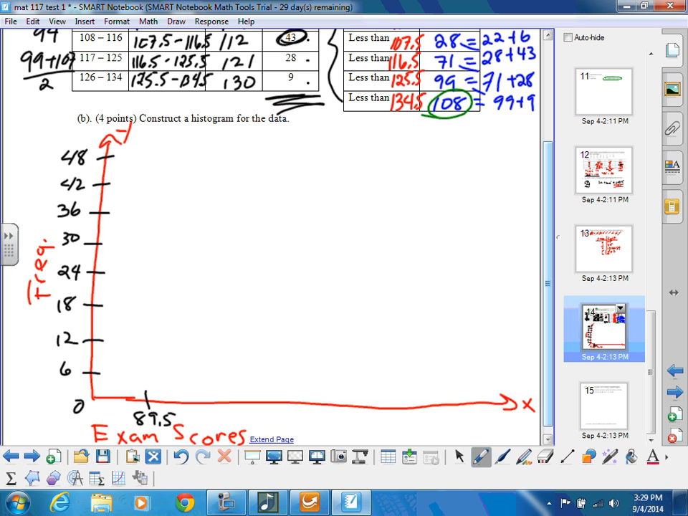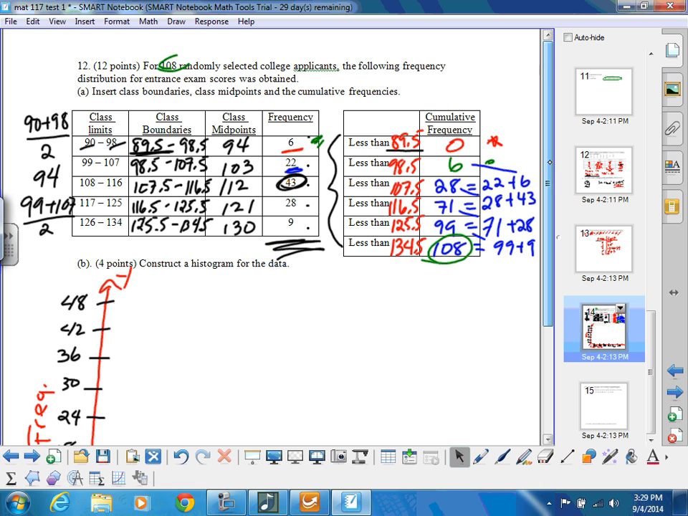Now, a histogram is a bar chart. It's a bar graph. Now about here, I'm going to put my 98.5 over here. These might get a little off when I'm doing them because this isn't the best board to write on. And then over here, I'm going to have my 116.5, and then I have my 125.5, and then last but not least, I have my 134.5.